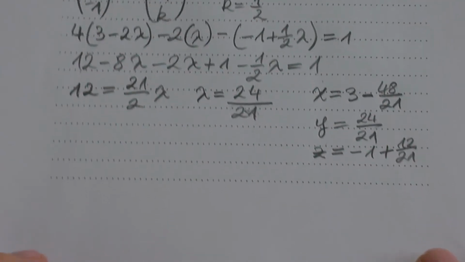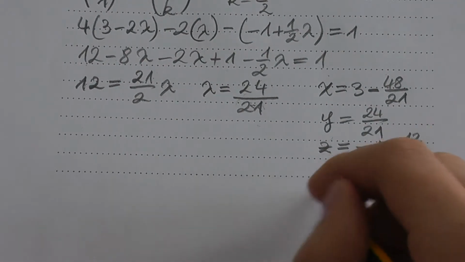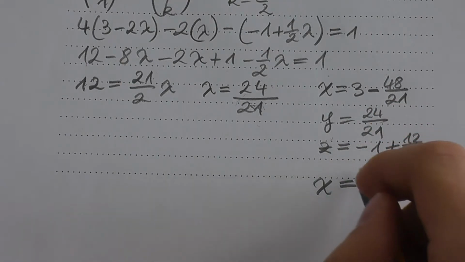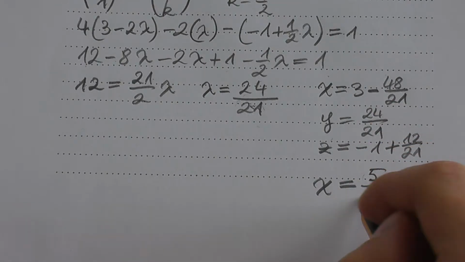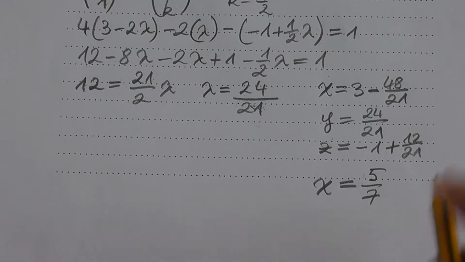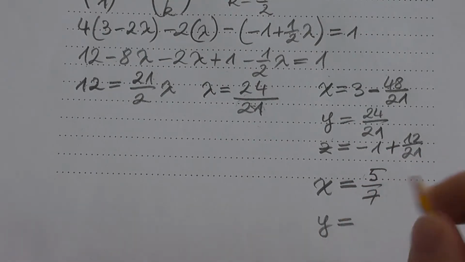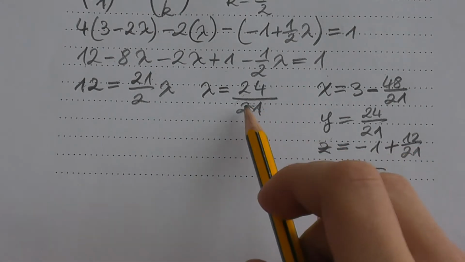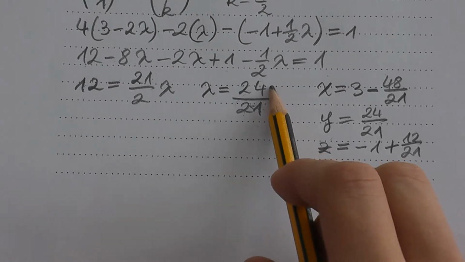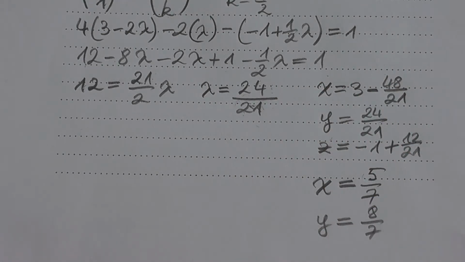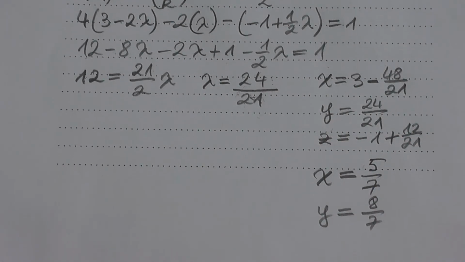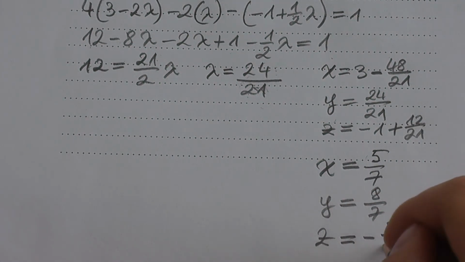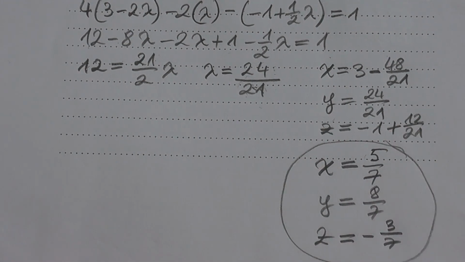And so now I can push this up. From this, we get that x is in fact equal to 5 over 7. Then we get that y is equal to 8 over 7. We could have simplified lambda. If you divide by 3 the numerator and the denominator, you get 8 over 7. And z is equal to minus 3 over 7. And this here is our answer.